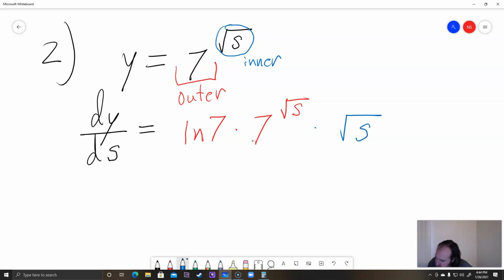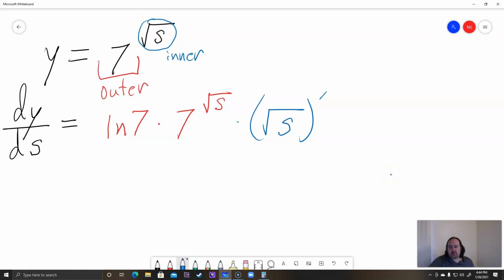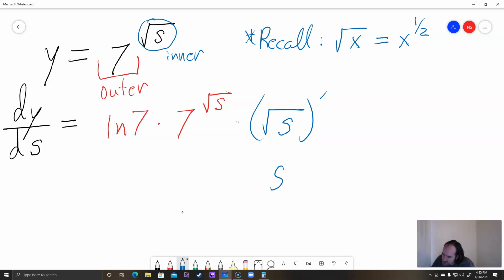Now some people who are sharp on their Calculus 1 may remember how to do this already, but some people might have forgotten. So how do you take the derivative of a square root? Well, you have to write it as a 1/2 power. That's the trick. Recall from Calculus 1, the square root of x is the same as x to the 1/2 power. So instead of writing the square root of s, we can write it as s to the 1/2.